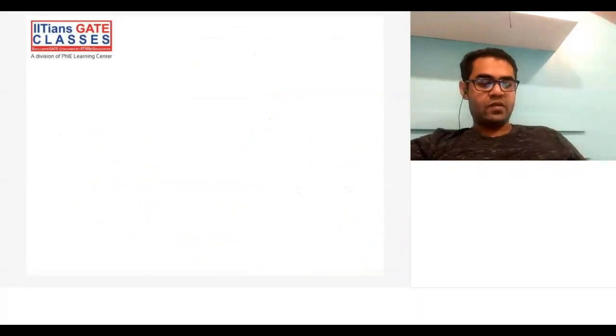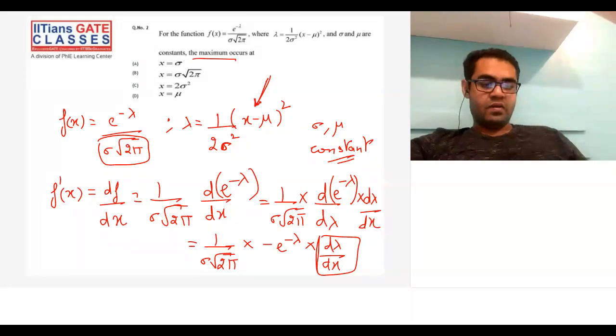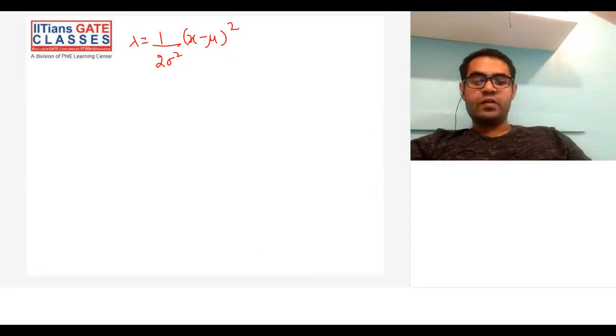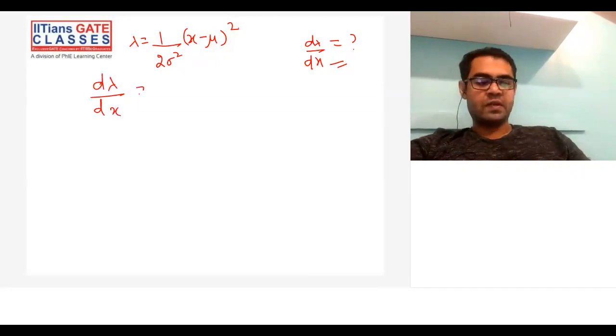So lambda is equal to 1 by 2 sigma square (x minus mu) whole square. All right. So now my job is to find what? d lambda by dx. This is what I need to find. So I'll just take the differentiation of this function on both sides with respect to x.